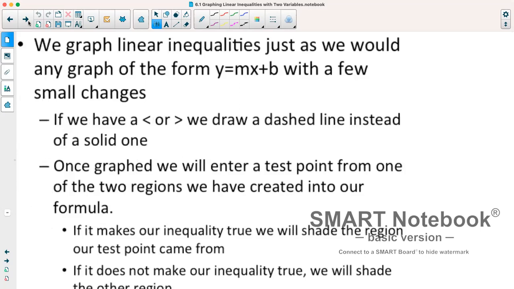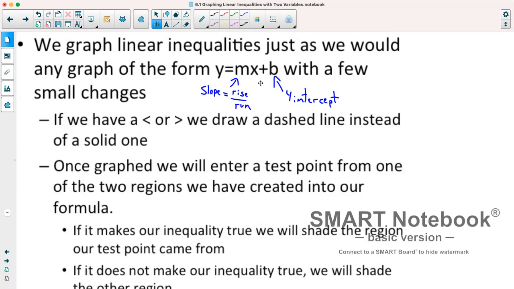Now, we graph linear inequalities just as we would graph any graph of the form y equals mx plus b, with a few small changes. First, just a bit of review. m is our slope, so that's our rise over our run. And our b is our y-intercept. So typically when I go to graph something in the form y equals mx plus b, I'll find our y-intercept, plot that, and then use our slope from there to plot the rest of the graph.